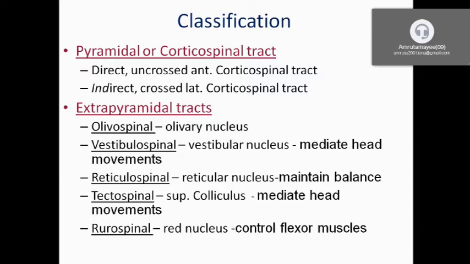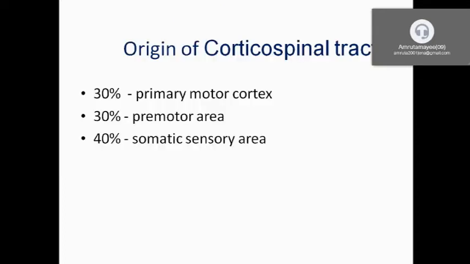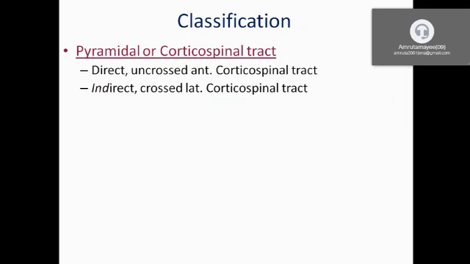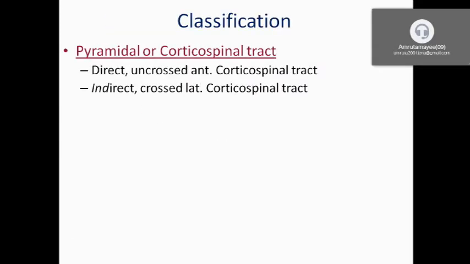Again, pyramidal tracts are divided into the crossed corticospinal tract and the uncrossed corticospinal tract. They are called corticospinal tract because they arise from the cortex, the cortical centers, and end at the spinal cord. One is the crossed corticospinal tract, another is uncrossed. The uncrossed corticospinal tract is also called the anterior corticospinal tract, and the crossed tract is also called the lateral corticospinal tract.